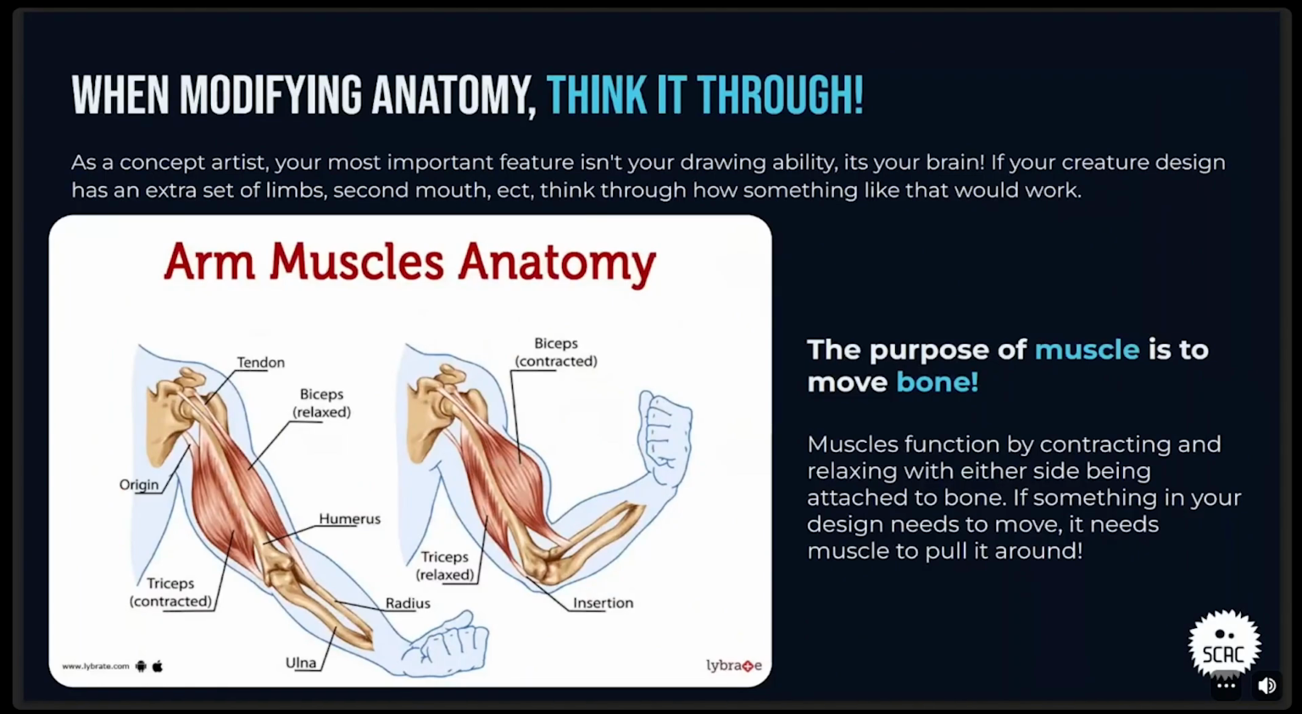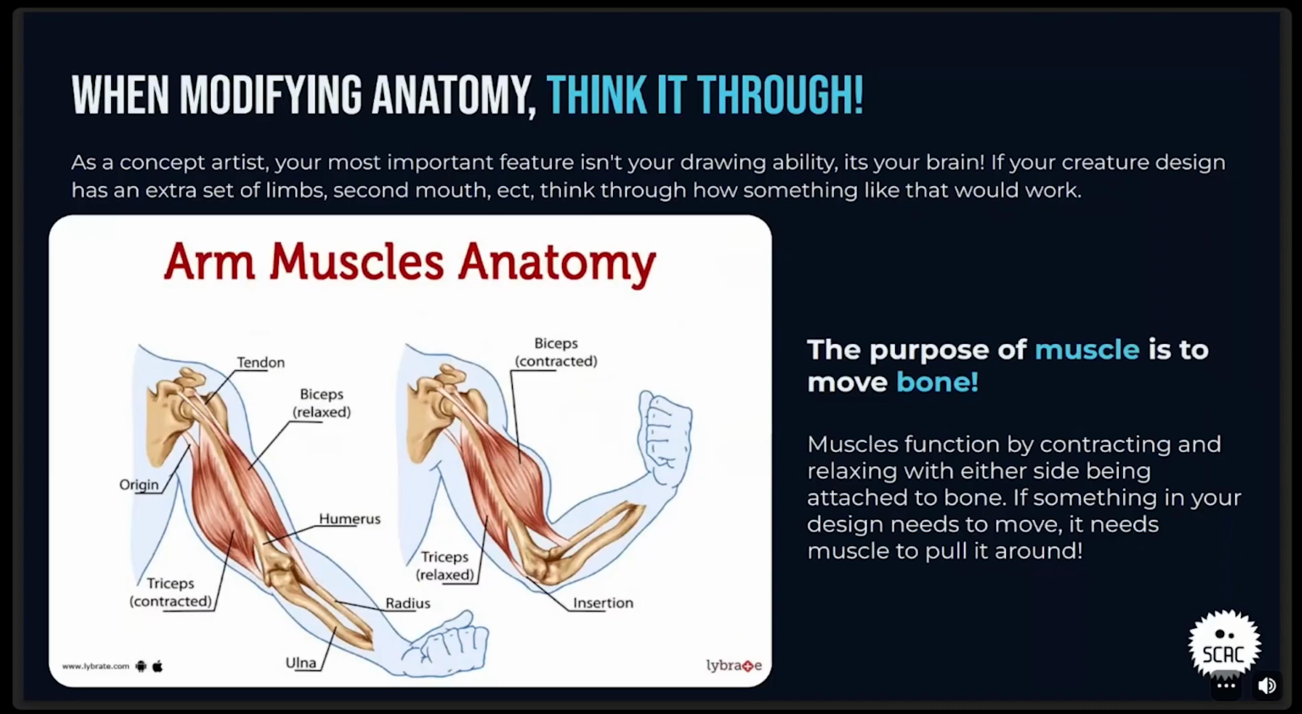So as a concept artist, your most important thing is your brain. Your critical thinking skills are much more important than your ability to draw. Because you need to think these things through so they make sense. There are some studios who are just like, make it look cool. There are more studios who want things to actually work logically. So I find that if you don't understand something, a quick Google search will absolutely help. That goes exactly the same for anatomy.